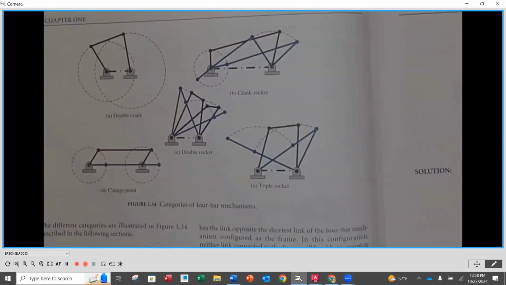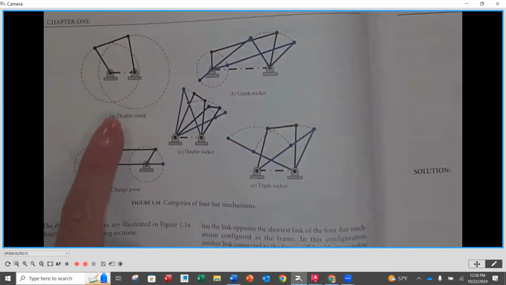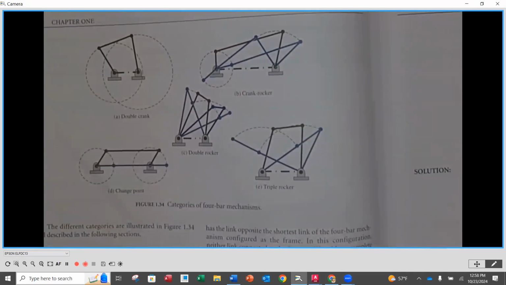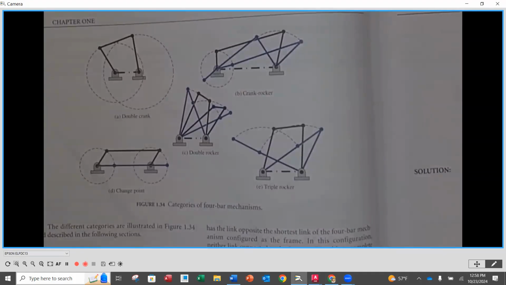Okay. Now, as we look here, we're going to look at the top one here. This is called a double crank. Whenever we refer to the motion of an element in a mechanism as a crank, that means it's going around 360 degrees. So if I've got a motor connected to something, it's going around, that's a crank. It's going to be going around 360 degrees. If I have maybe a manual crank of some sort, and I can move it all the way around a full circle, that's going to be considered a crank.